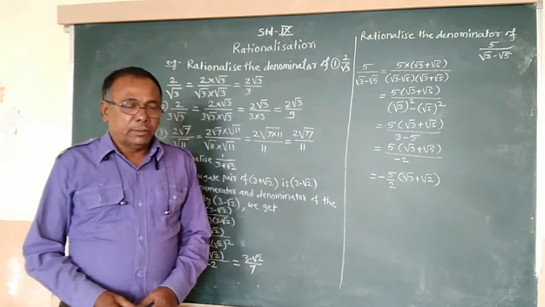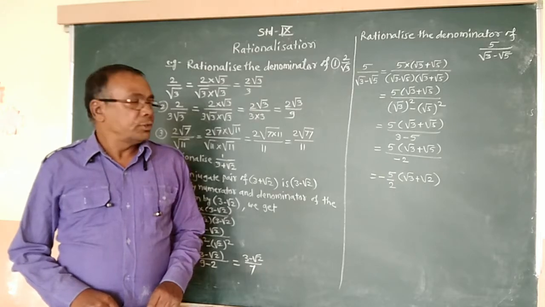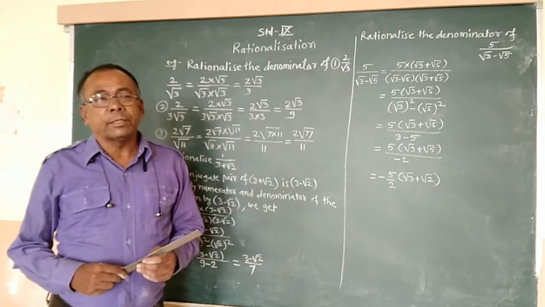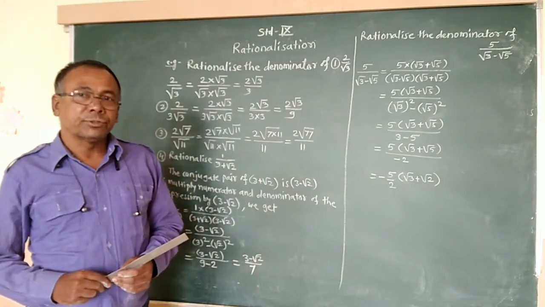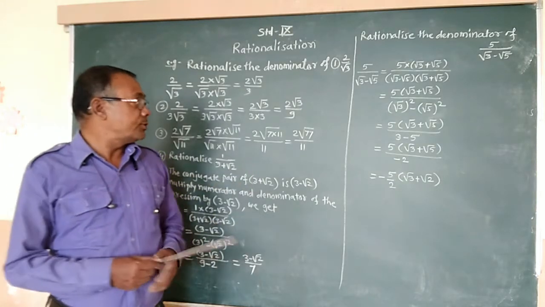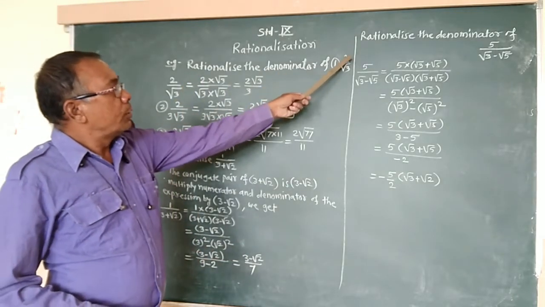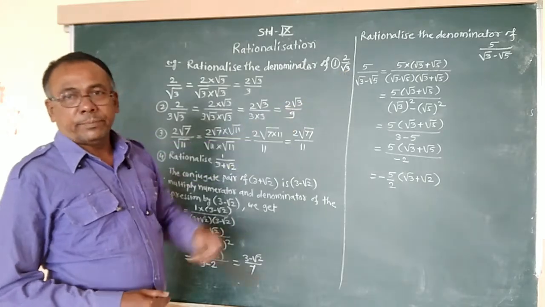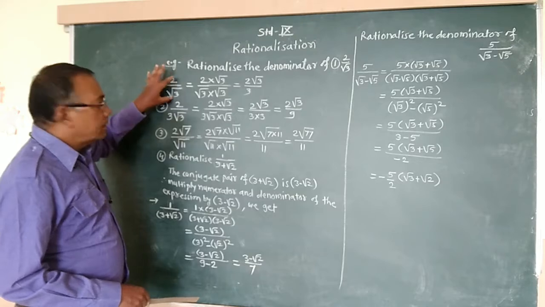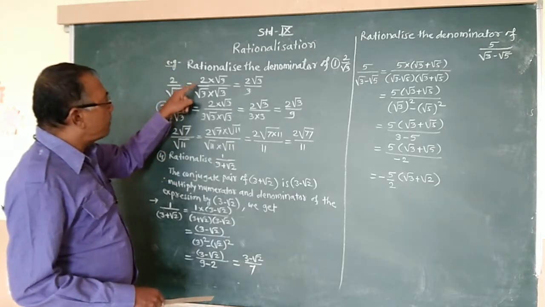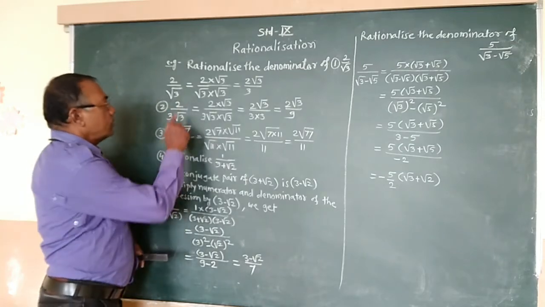Now we will see some examples in which the denominators of given expressions are rationalized. How to rationalize the expressions? First example: rationalize the denominator of 2 upon root 3. So 2 upon root 3 is equal to 2 upon root 3 again.